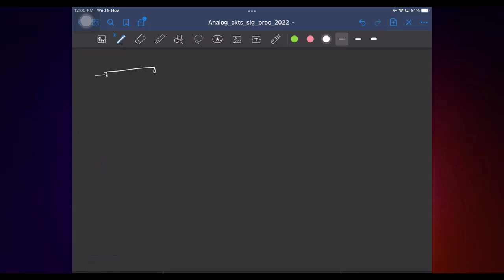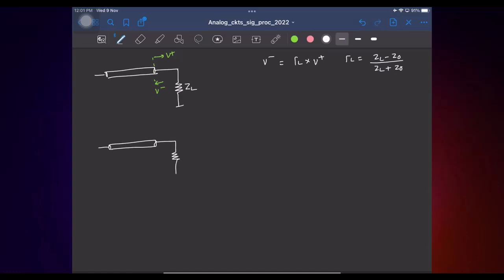Also, if you take the line here and terminate it with some impedance ZL, and at the end of the line, the forward voltage is V plus and the reflected voltage is V minus, what is the relation between V minus and V plus? Yeah, it's some gamma L times V plus. And what is gamma L? It's the reflection coefficient. This is this, right? And we saw that if you take the line here and make ZL equal to Z0 of the line, then the reflection coefficient becomes 0.